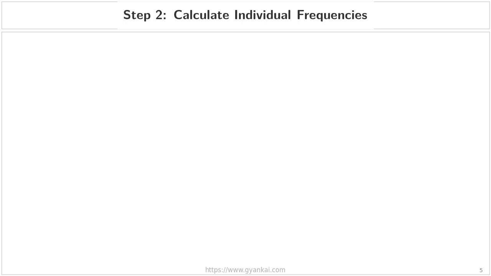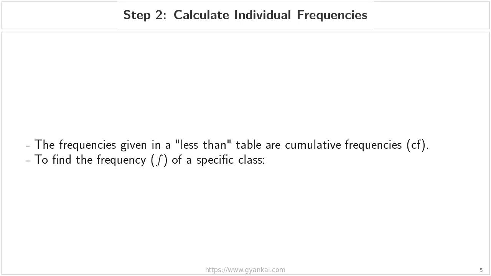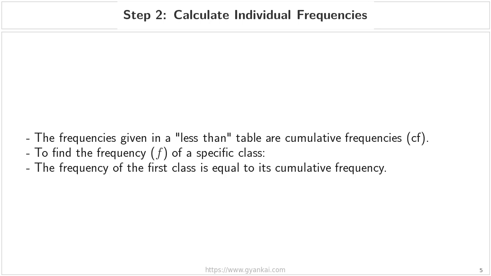Step 2. Calculate individual frequencies. It is vital to remember that the frequencies you see listed in a less than table are not the individual frequencies for each group. Rather, they are cumulative frequencies, which we denote as CF. To find the specific frequency, which we call F, for any particular class, you'll follow a simple subtraction rule. For the very first class in your table, the frequency is simply equal to its cumulative frequency, because there is no previous group to subtract.